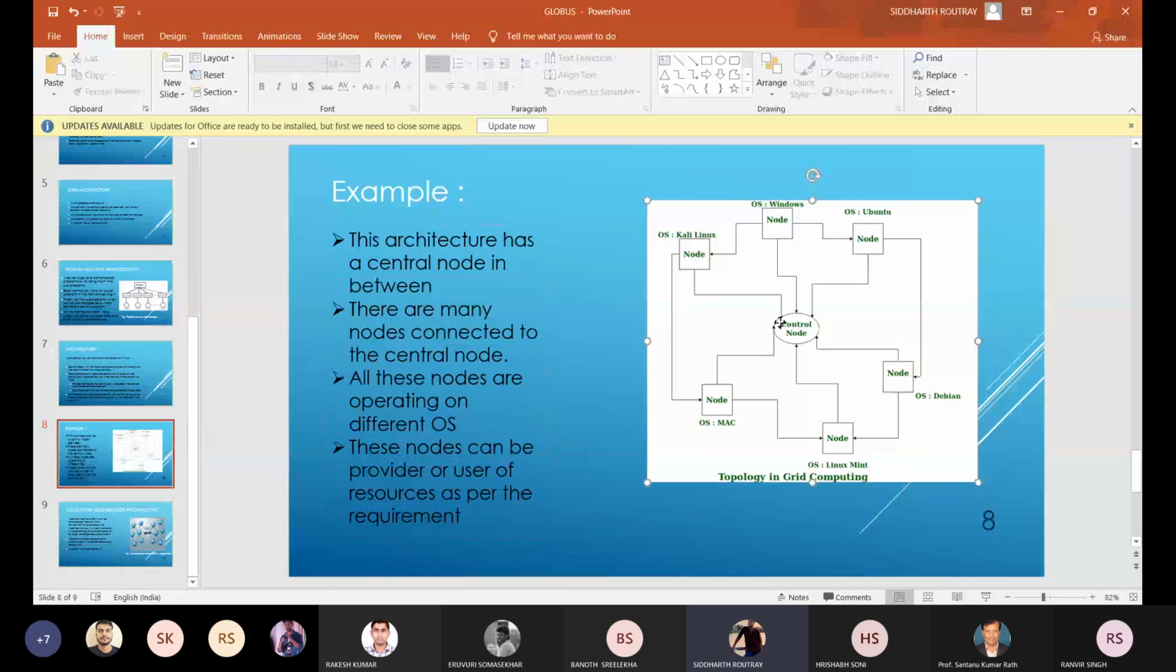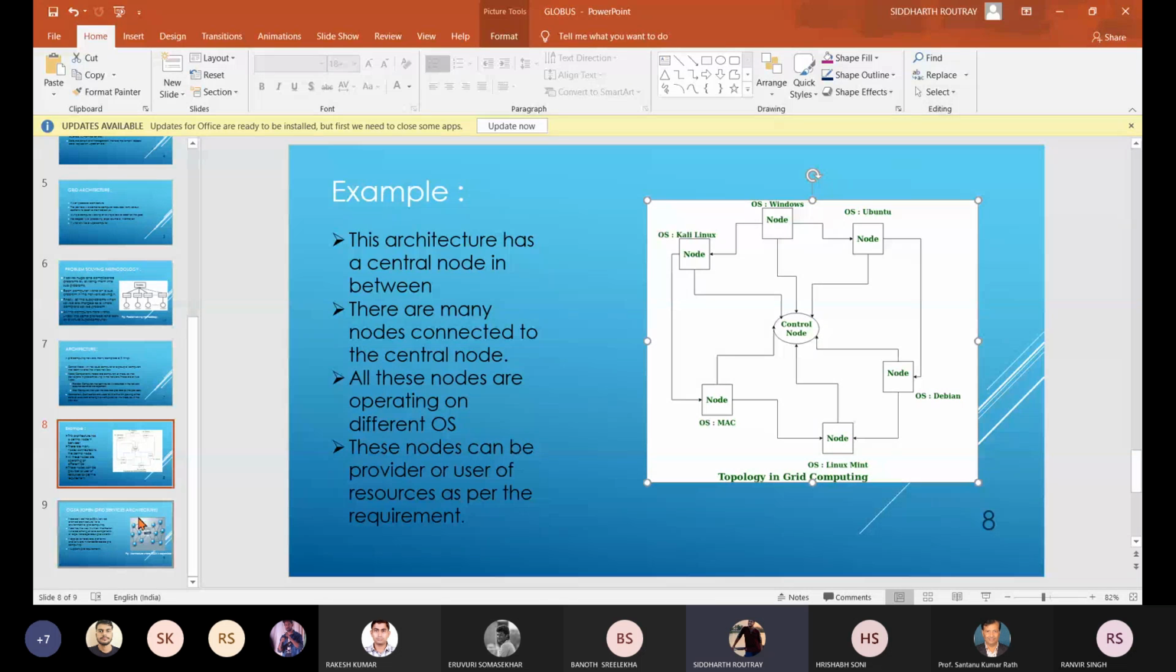Then there comes the example. So this is the diagram. There is a control node and all the other nodes, and you can notice that all those nodes are independent, hence they are using different operating systems. They are not using the same operating system. Since they handle individual tasks, individual jobs, they have been operated with different operating systems. Some nodes are using Kali, some Windows, some Ubuntu, some Debian. All those nodes are assigned some tasks, they carry out those tasks, and then finally they integrate all their jobs at the control node.